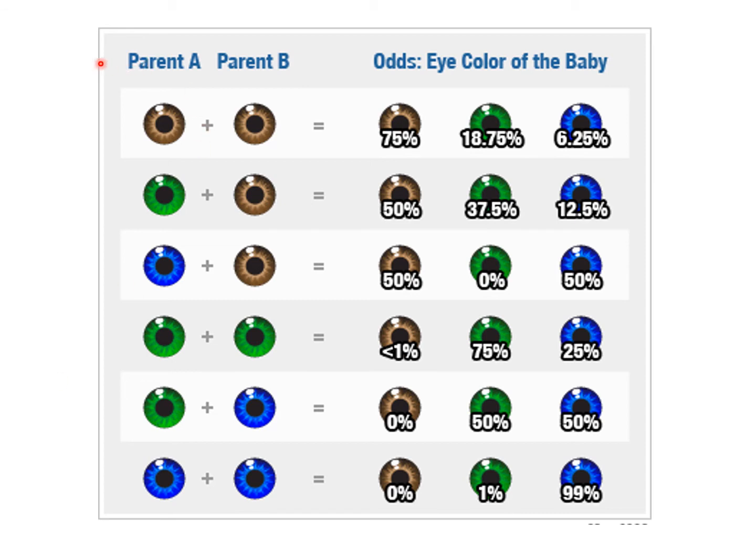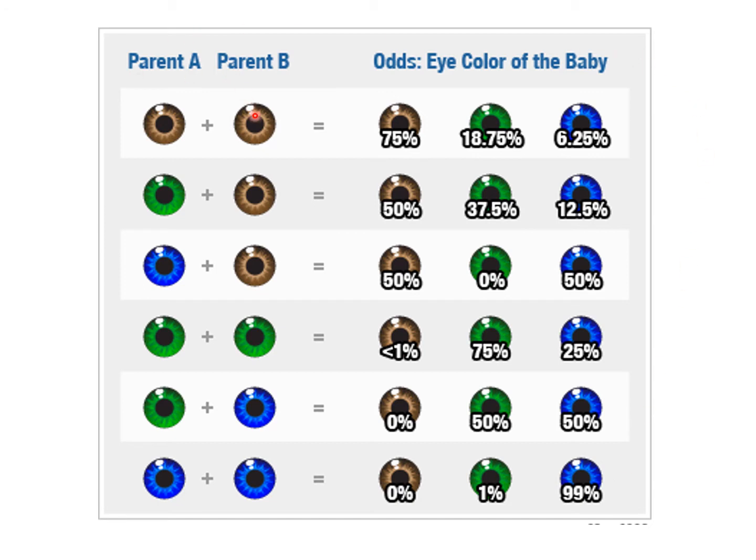If we look a little bit closer at the patterns of inheritance when it comes to eye color, we can look at this diagram here to show us an explanation. Look, the first column represents parent A and the second column represents parent B. This section here shows us the odds of the eye color of the baby.